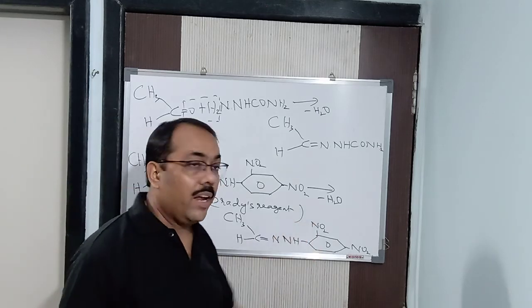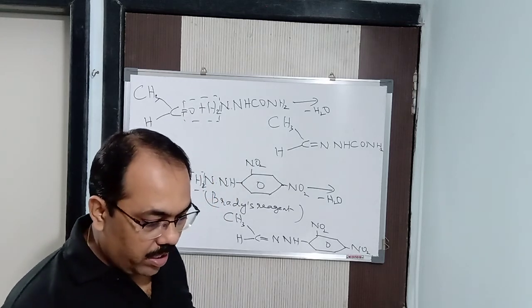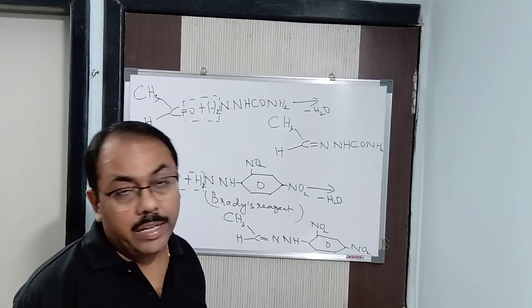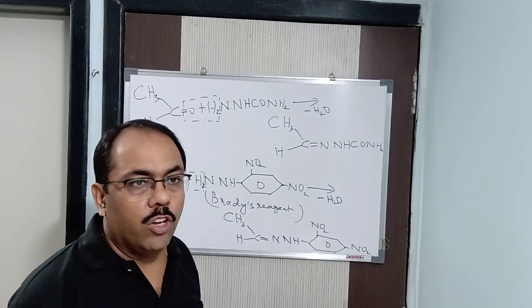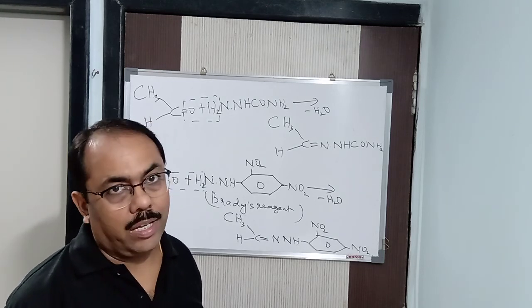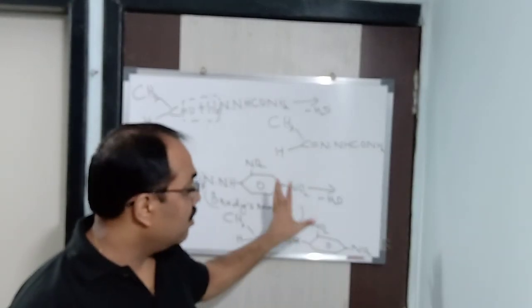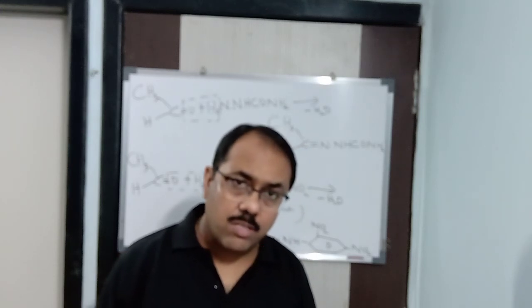But this particular reaction is a test for aldehydes and ketones, because the final product which you will be getting will be either yellow, orange or red in color, depending upon the concentration. As the concentration changes, the color also changes. So you will be getting a colored compound. In short, I can say either a yellow, orange or red colored compound you will be getting with Brady's reagent. Aldehydes and ketones give this particular reaction. So these are the reactions.